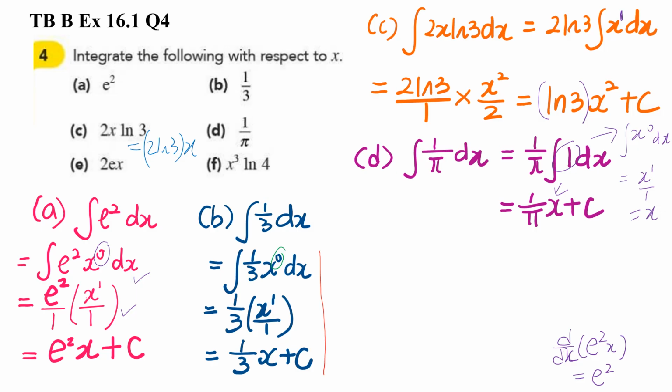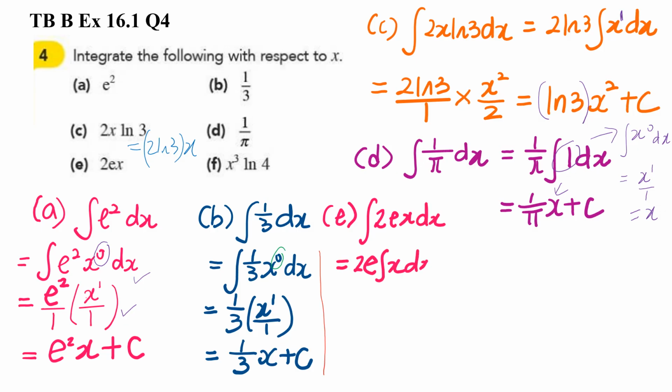Okay, let's go on to e. So 2e, you see, is a constant. Okay, you can just use a calculator to find the values. e to the power 1 times 2 is a constant. So you can just put it out from your integral sign. And you just integrate x. So integrating x will be just x squared over 2. Right, and then you simplify it, you get e x squared plus c.